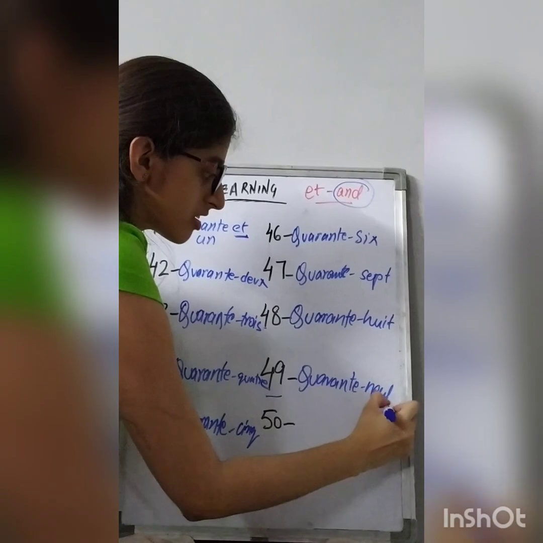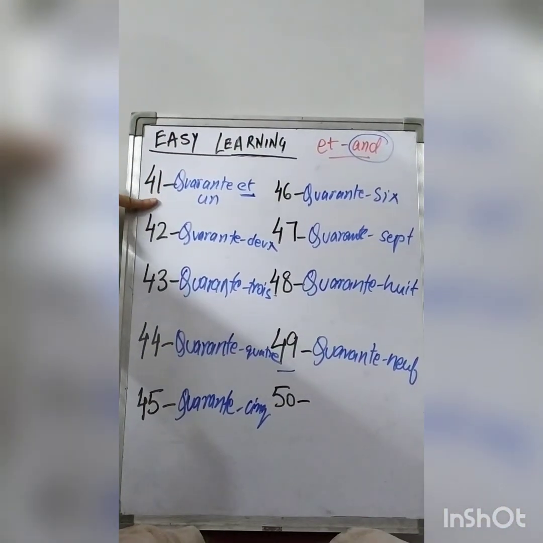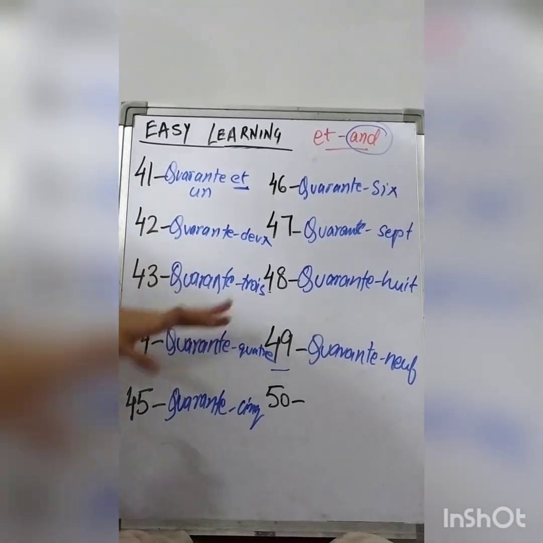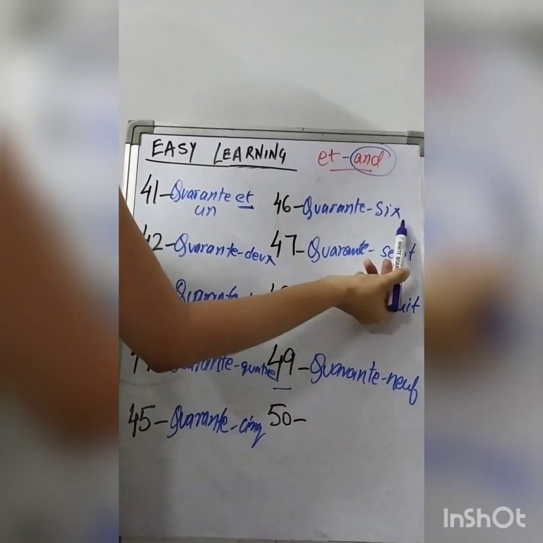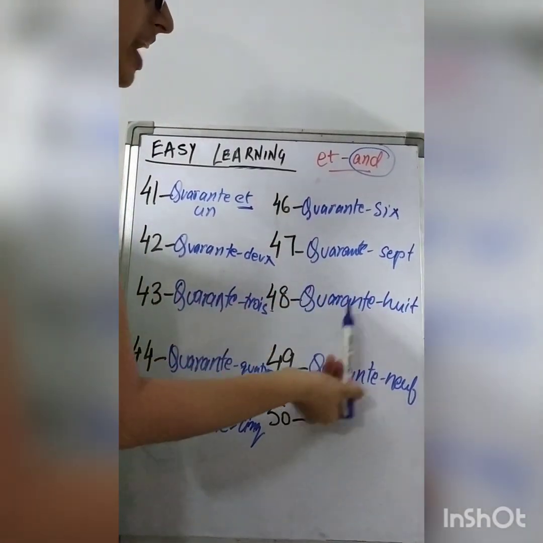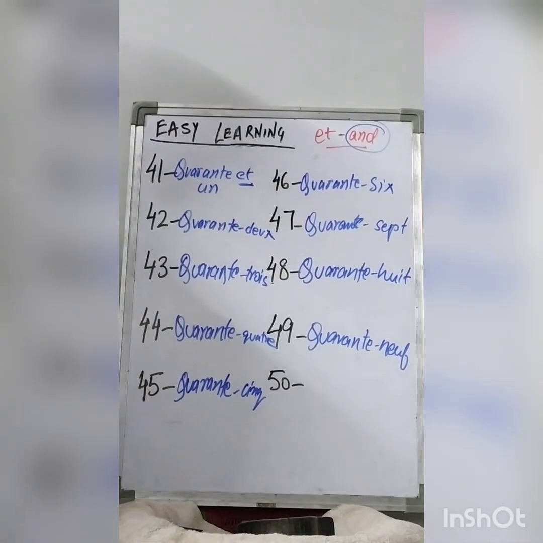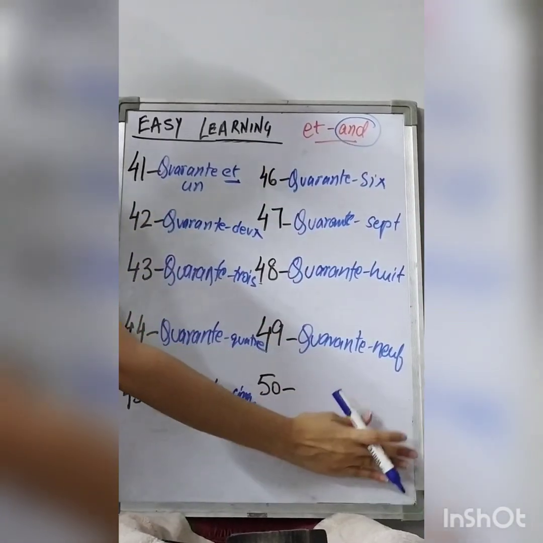Quarante neuf, 49. So now 41 is quarante et un, quarante deux, quarante trois, quarante quatre, quarante cinq, quarante six, quarante sept, quarante huit, quarante neuf. The last number of this series is 50, which is of course not belonging to the same category.